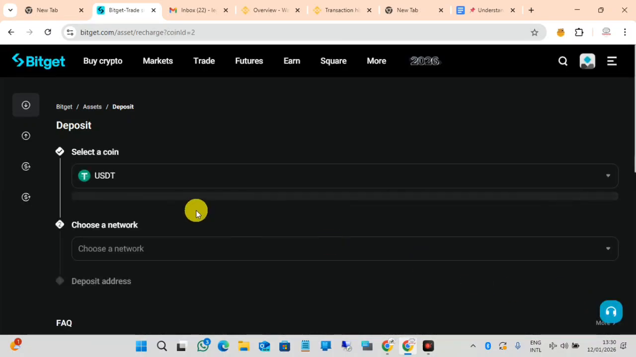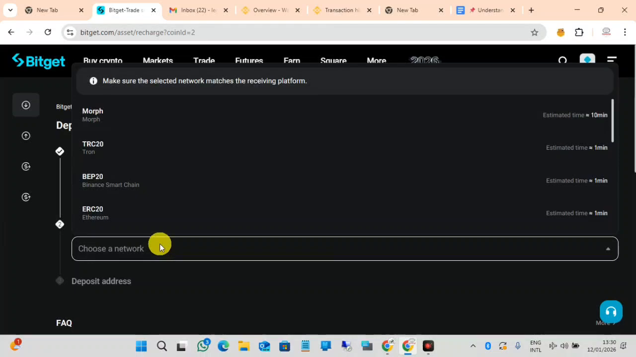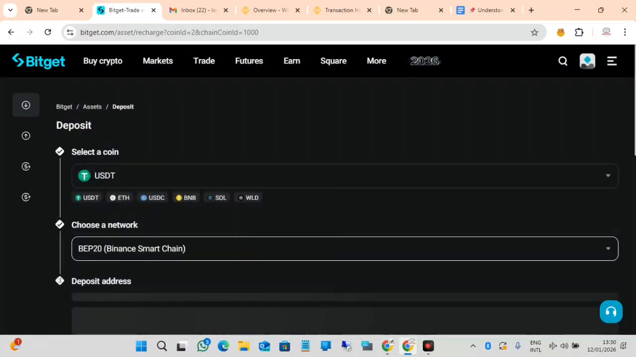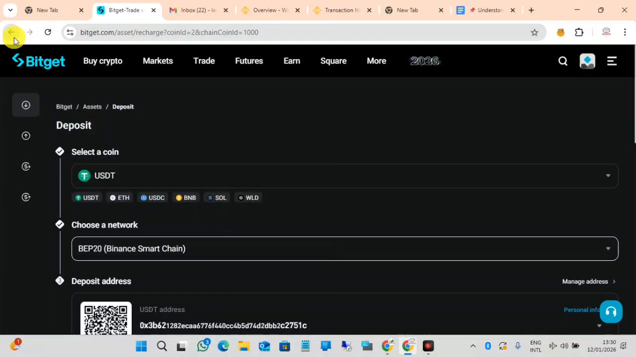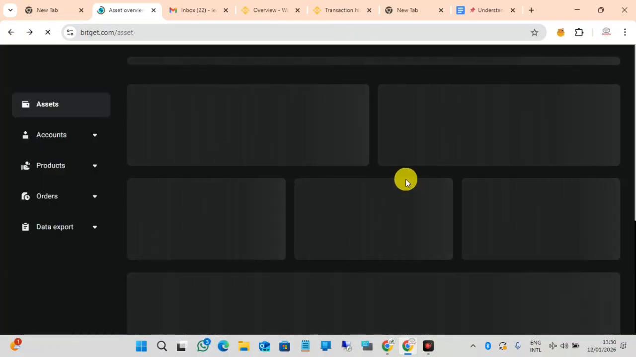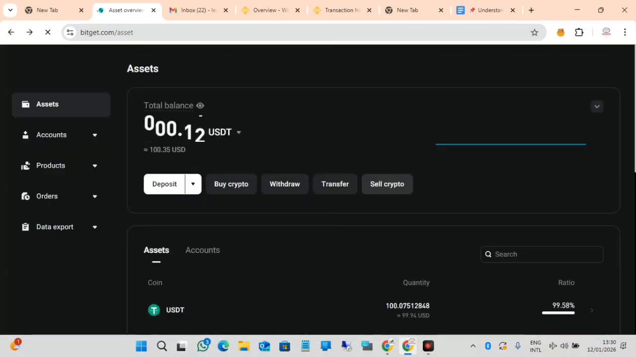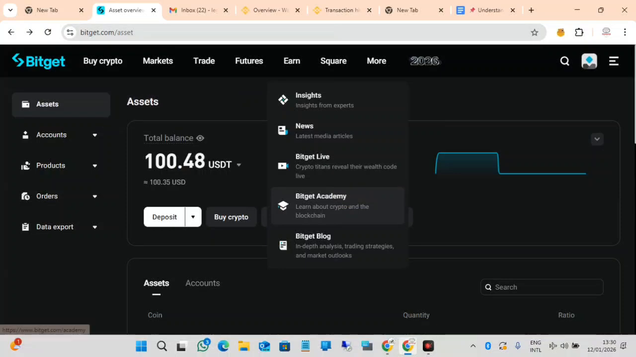I've already made a video for you on how you can easily deposit and withdraw. All the videos are down below this video. They will show you exactly how you can do that. Select your network, let's say BEP20, then fund the account. Once the money is funded, the account will look like this, and the money will show successfully on your account.